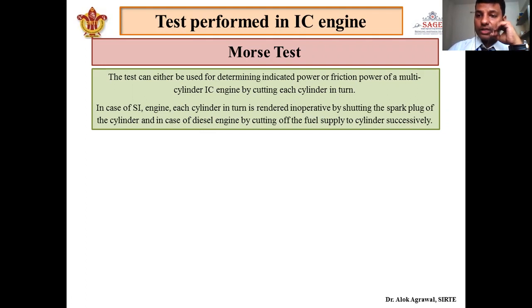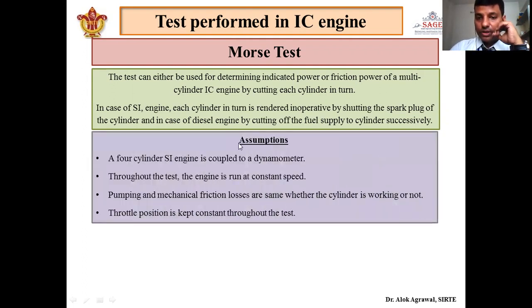Okay, and in case of diesel engine, what do we have to do? We have to cut the supply of fuel by the fuel injector. So in both engines, this Morse test can be performed: in an SI engine by cutting the spark plug connection, and in a CI engine by cutting the fuel injector system. We can make each cylinder inactive turn by turn.